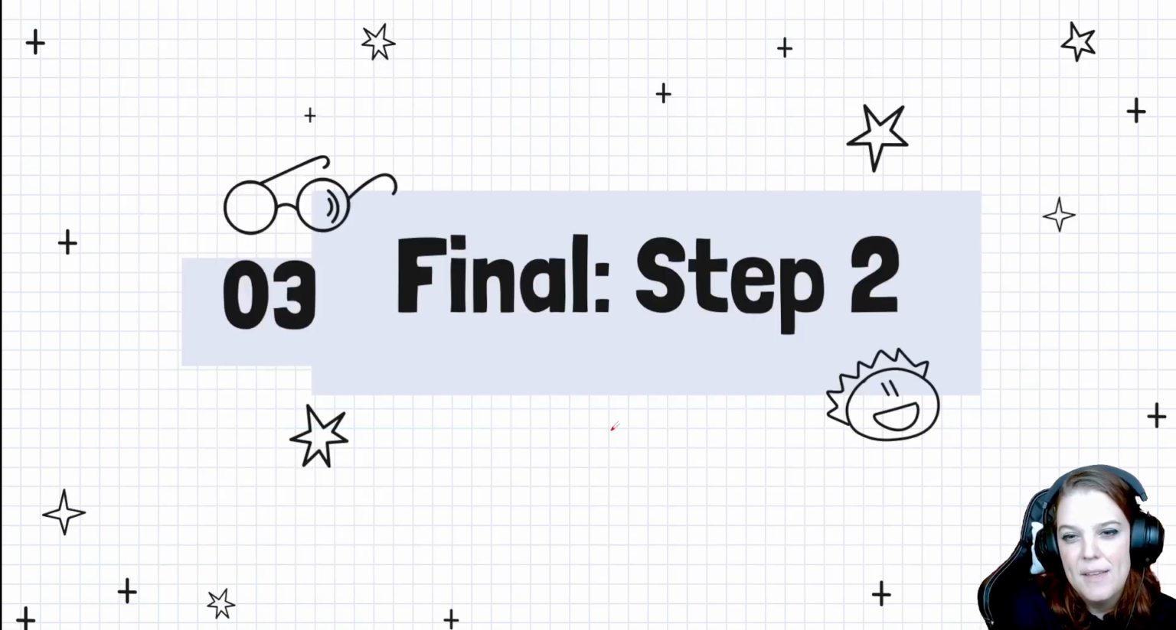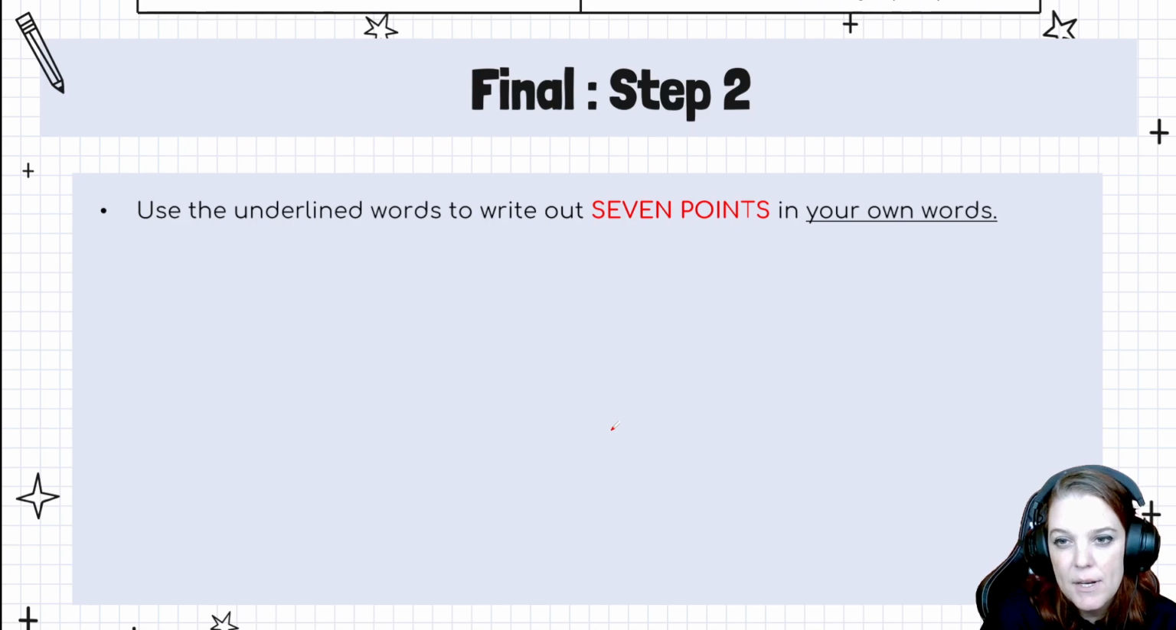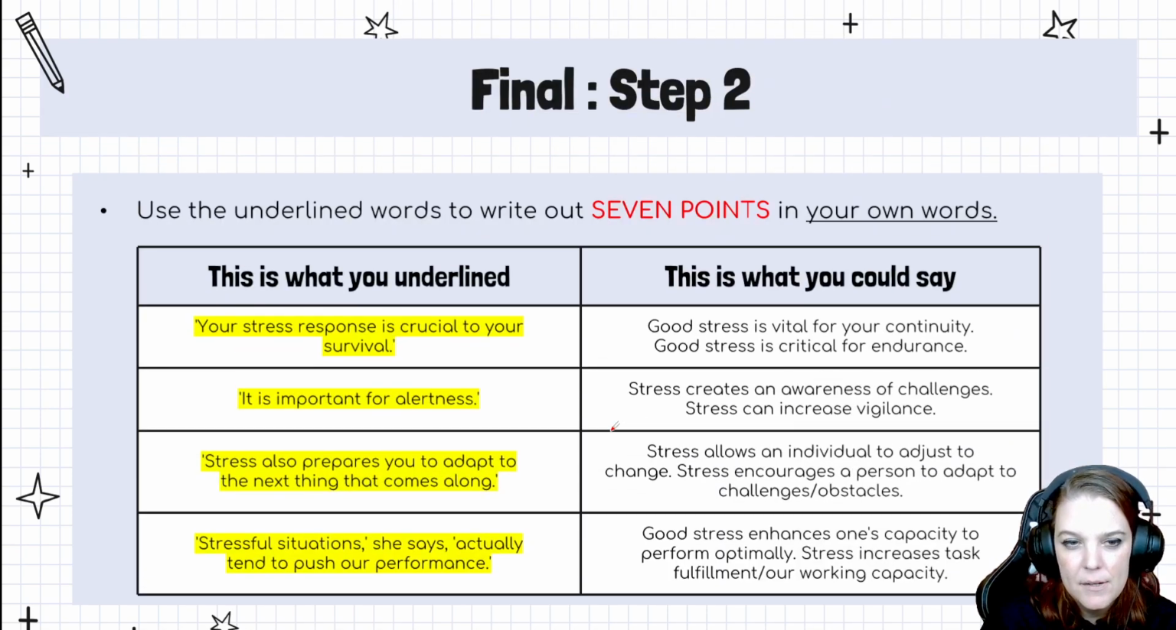Okay, now that we're done with that, we're going to have a look at our final step. Okay, so all the points that we've identified in the article, we're going to use those underlined words to write out 7 points in our own words, going back to those instructions. This is very important. It needs to be in our own words, right? So this is some examples of what we could have underlined, and this is some ways that we could put it into our own words, some examples, right?